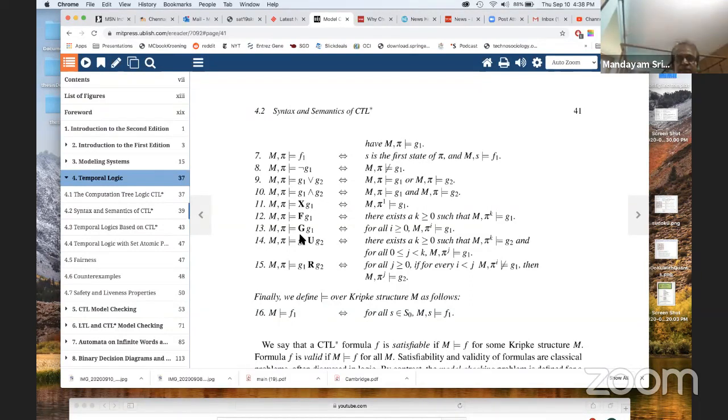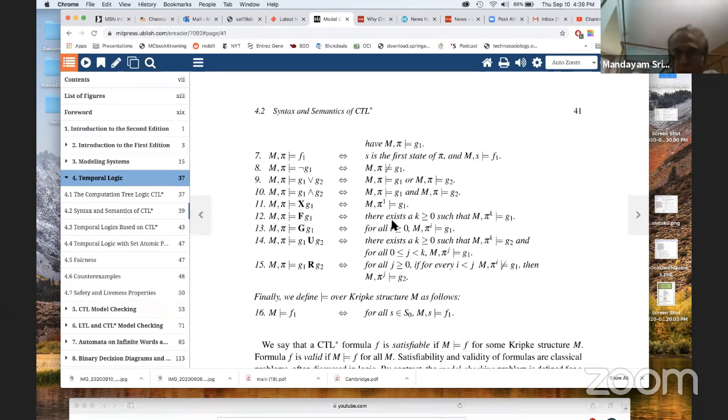And the interesting cases are here, starting with the temporal operator. So X of G1 is true of a path pi if G1 is true of a path which is a suffix of this pi starting from position 1. We assume that the states in the path are labeled from 0. So pi superscript 1 represents the path starting from index 1.